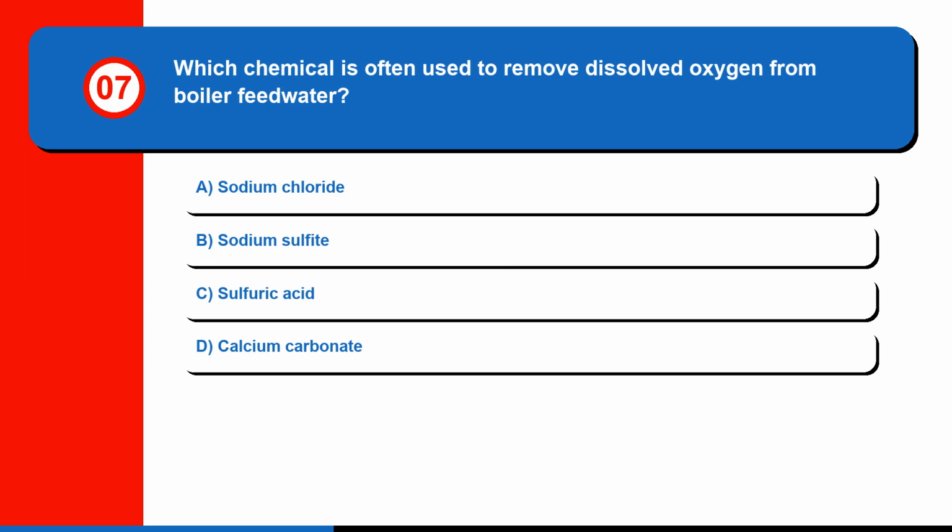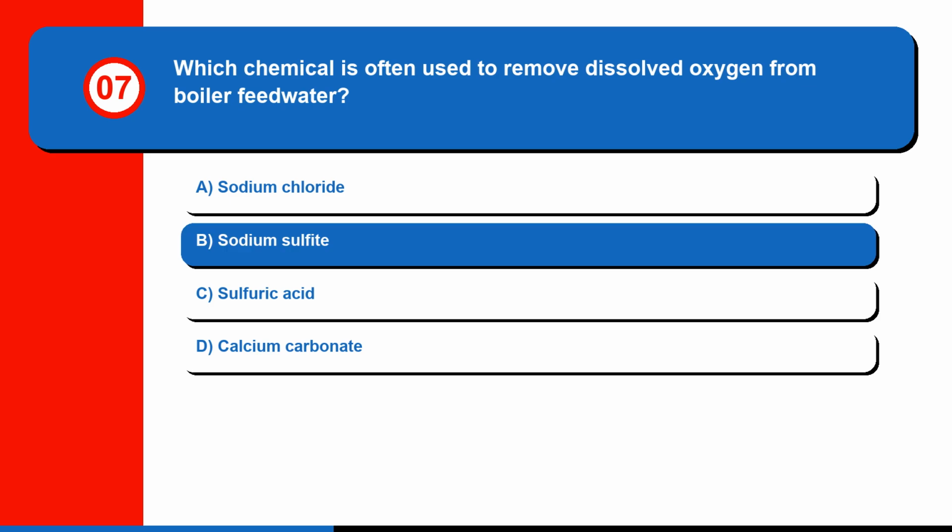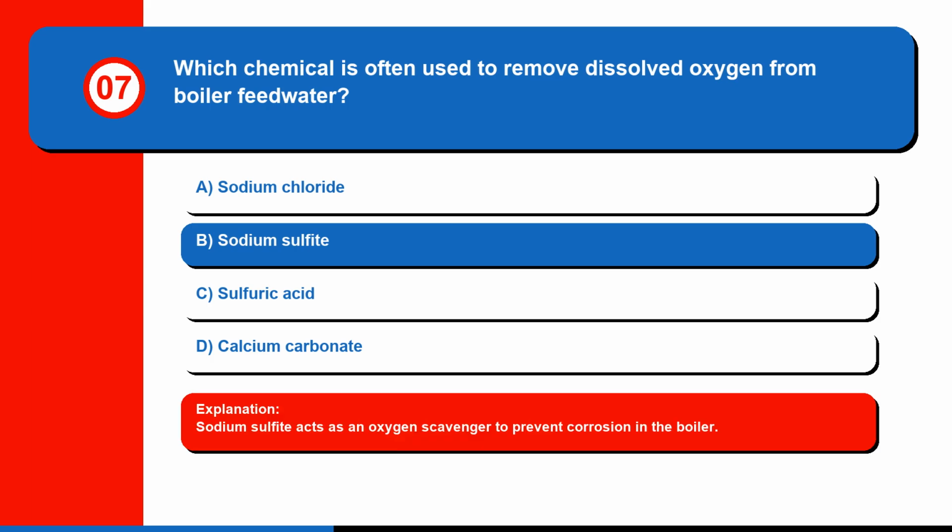Question 7. Which chemical is often used to remove dissolved oxygen from boiler feed water? A. Sodium chloride. B. Sodium sulfite. C. Sulfuric acid. Or D. Calcium carbonate. The correct answer is B. Sodium sulfite. Sodium sulfite acts as an oxygen scavenger to prevent corrosion in the boiler.